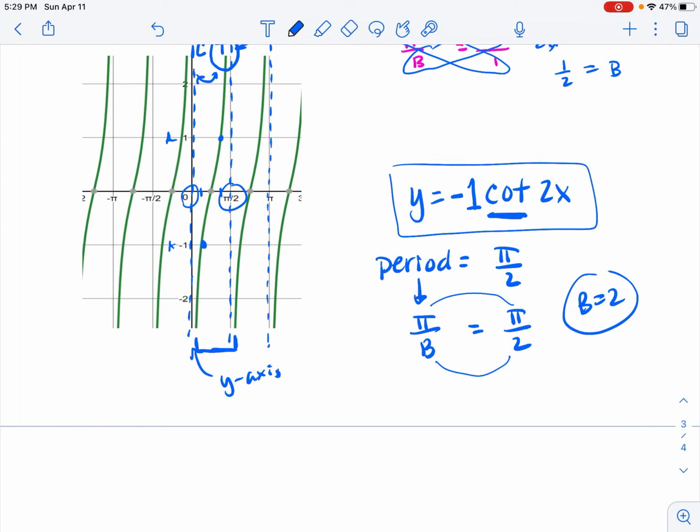And you guys, again, I promise I will not move cotangent and tangent up, down, right, or left. All right? So that's that.